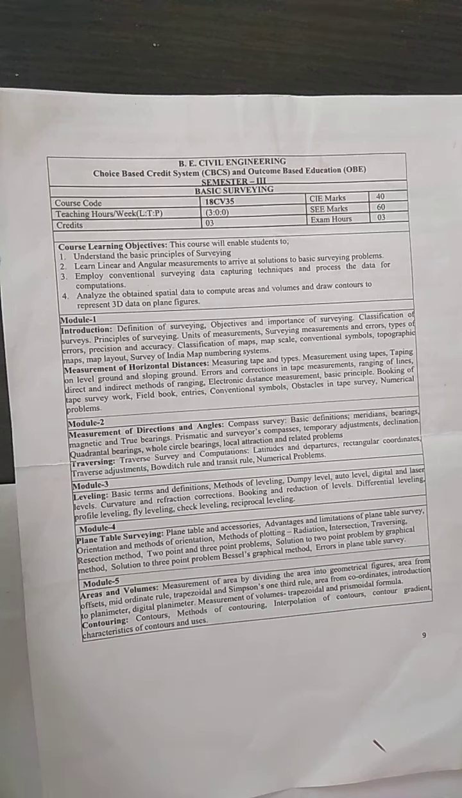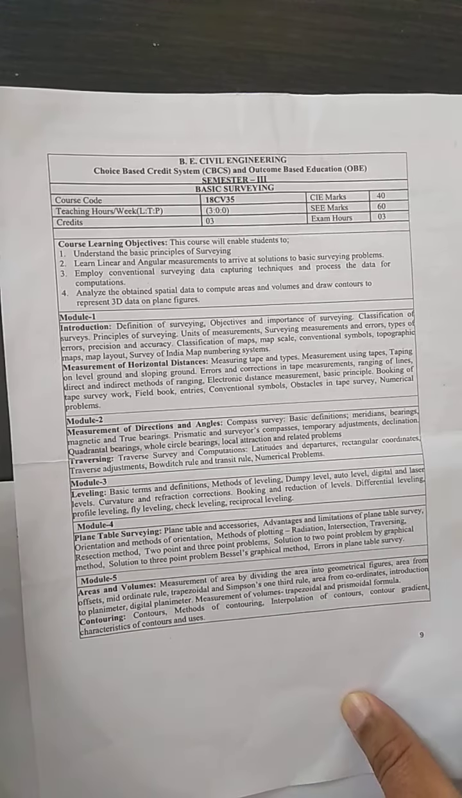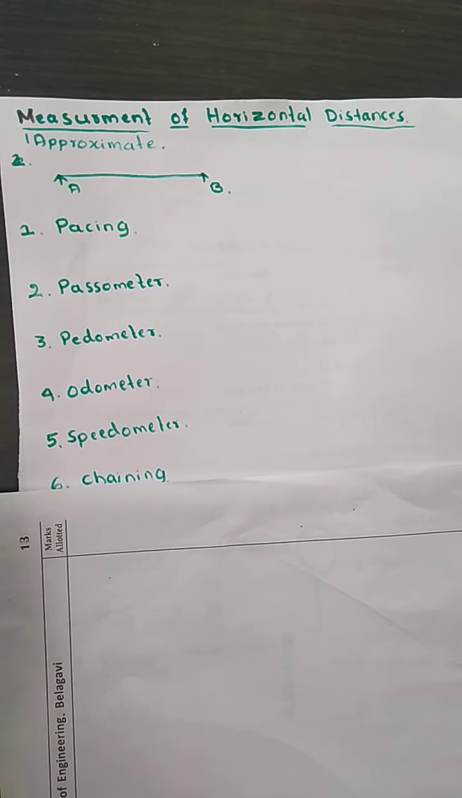Now, from today's class onwards, we will be focusing our study on the measurement of the horizontal distance. In this, we are going to see the measurement by using tape types, and taping on ground level and sloping ground, errors, then how to range, how to have a field book and make an entry, conventional symbols, which we have already studied, then obstacles in survey. All these things we are going to study in the next part of module 1.